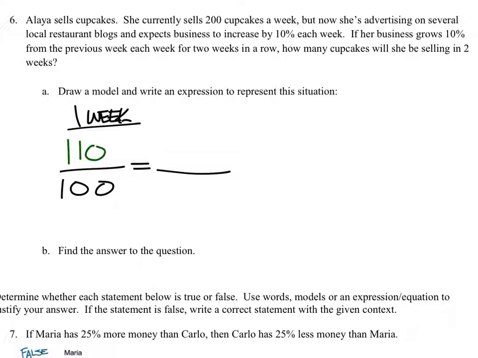Now she currently sells 200 cupcakes a week, so that's how much she's selling this week. So what we find on this should be how many cupcakes she will sell after the 1 week. So solving at these, just for the sake of time, you'd use the fish method, but you should get 220 cupcakes. Now that's after 1 week.